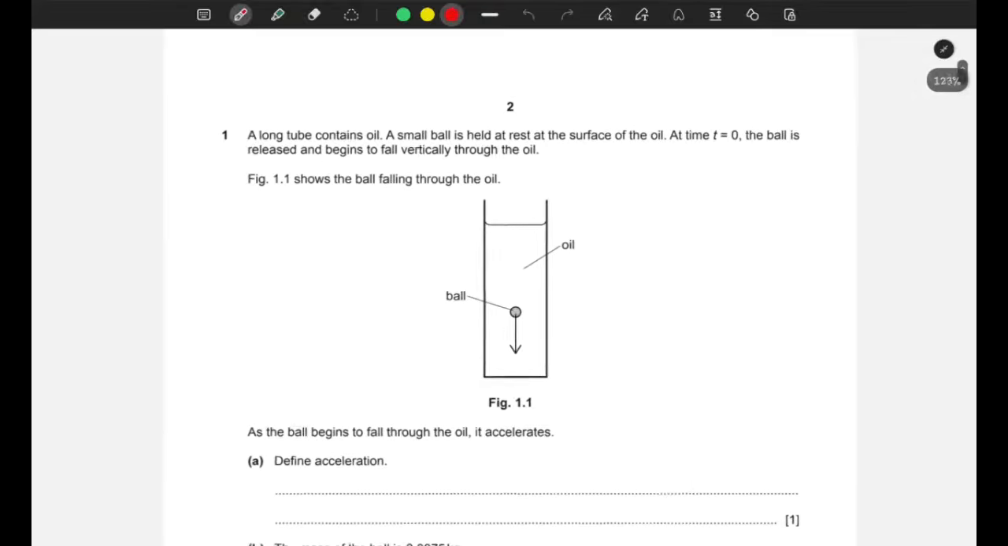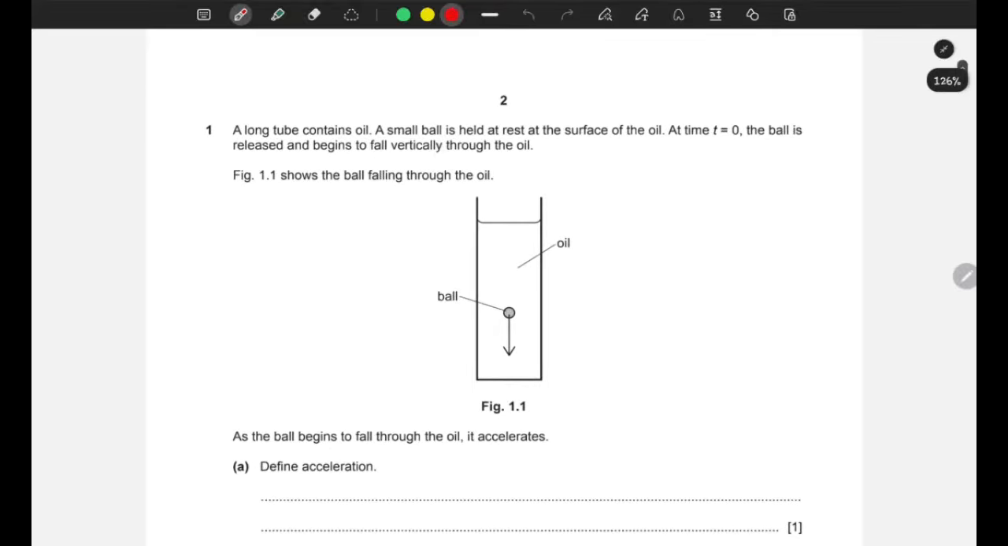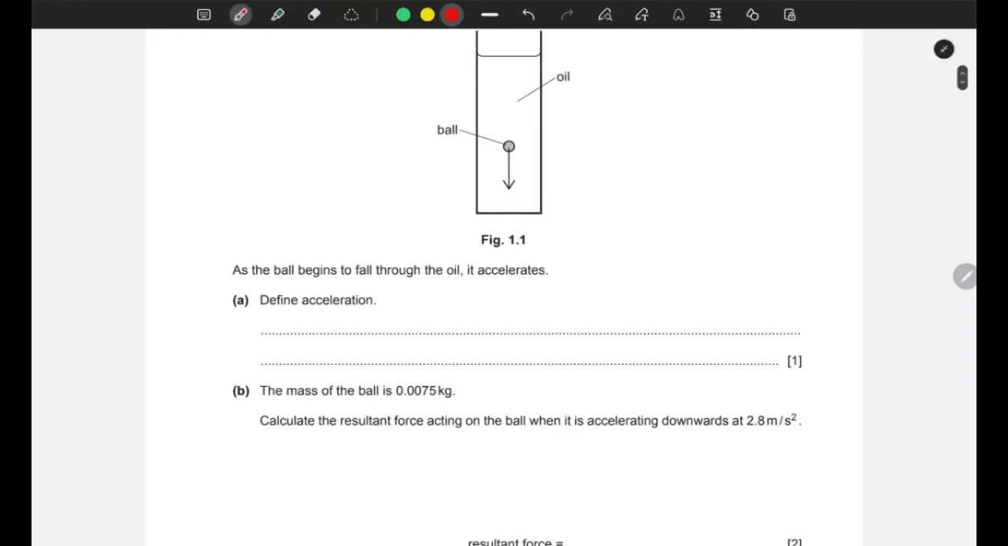A long tube contains oil. A small ball is held at rest at the surface of the oil. At time 0, the ball is released and begins to fall vertically through the oil. Figure 1.1 shows the ball falling through the oil. As the ball begins to fall through the oil, it accelerates.